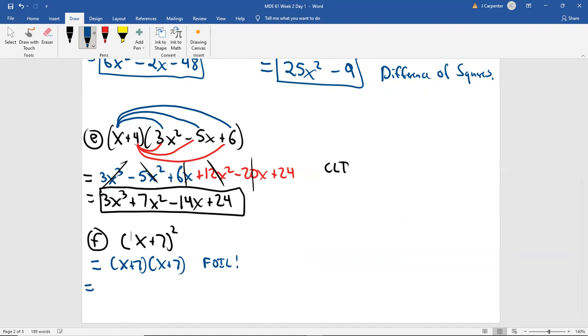So when we FOIL, x times x is x squared. That's the first. The outer is the x times the 7, the 2 furthest away. So plus 7x. The inner is identical, a 7 times an x. They're both positive, so another plus 7x, hence the doubling up. And the last is the 7 times the 7, so plus 49. Combine your like terms, 7x and 7x make 14x, so x squared plus 14x plus 49.